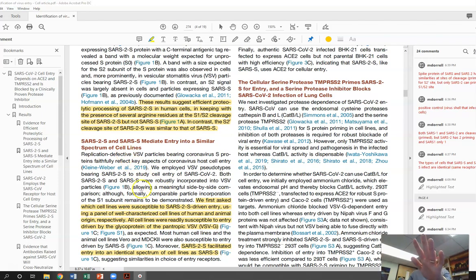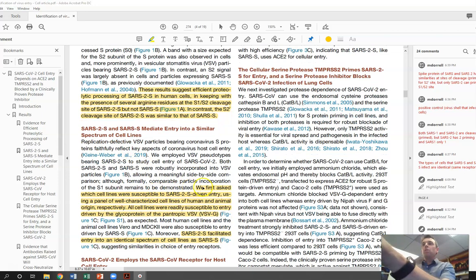Well, we can go through this, and then they'll basically tell you what their next question was. We first asked which cell lines were susceptible to the SARS-2S driven entry, using a panel of well-characterized cell lines of human and animal origin respectively. So they took a lot of cell lines where they know what those cells express, and they basically decided to try and figure out which ones are susceptible to infection by COVID-19, SARS-2S.